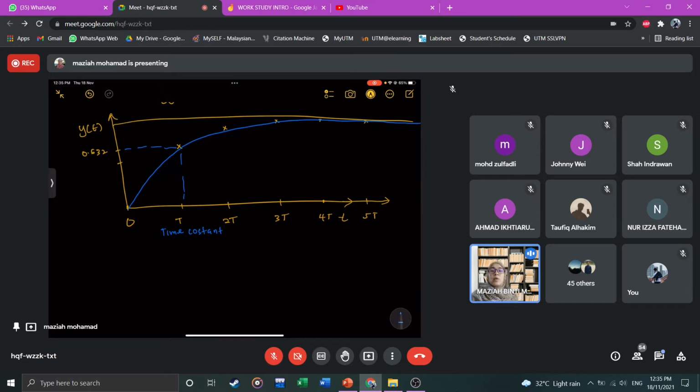Okay, where we said it will explain the behavior of the system in transient, meaning it will explain how fast the system will reach 63.2%.